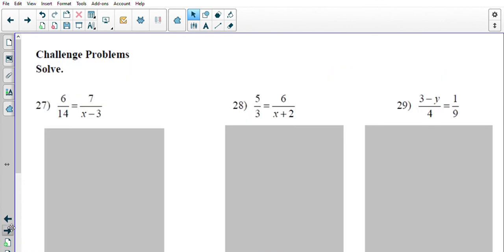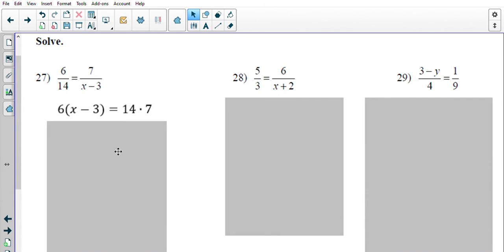The other thing that's not going to be on the test, but that I think is good for us to see, are these extra challenge problems that involve solving proportions, where the top or bottom, the numerator or denominator, is not just x or y or some other variable. It might be something like x minus 3 or x plus 2 or 3 minus y. But we still solve these proportions by cross multiplying. So let's try number 27. Take 6 times x minus 3.